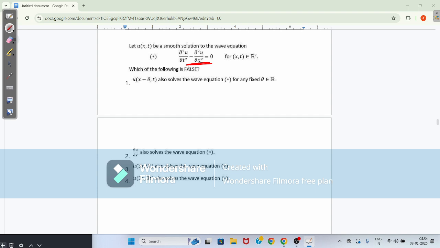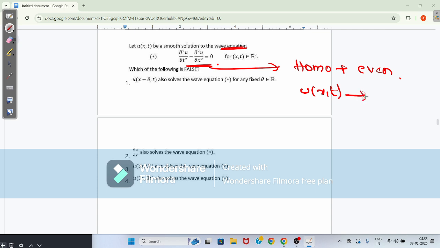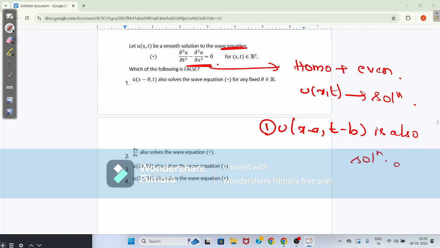Given this question is of a wave equation. So this question implies it is a homogeneous, even solution. Okay, so u of x comma t will be a solution if and only if u of x minus a, t minus b is also a solution, for a comma b belonging to R.